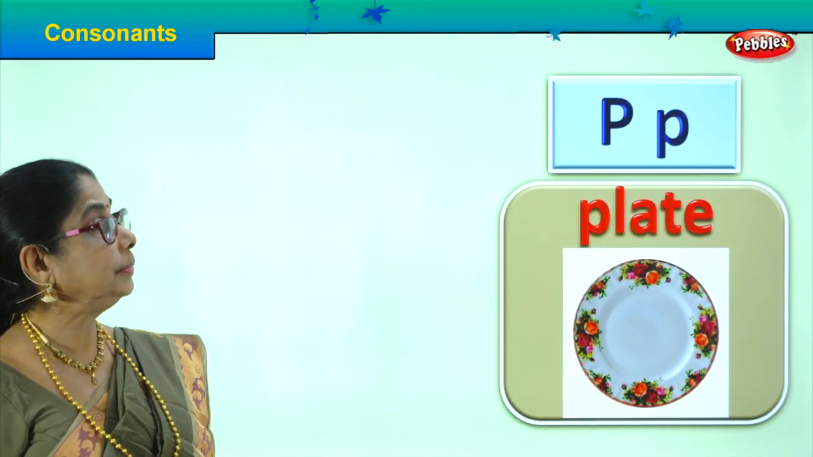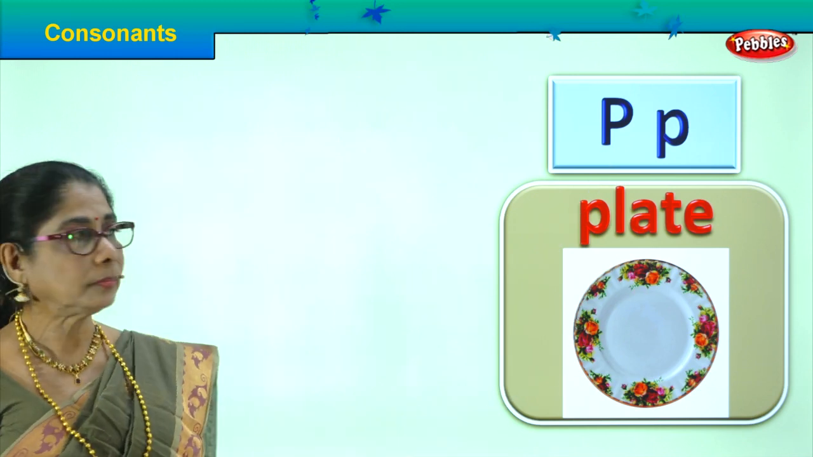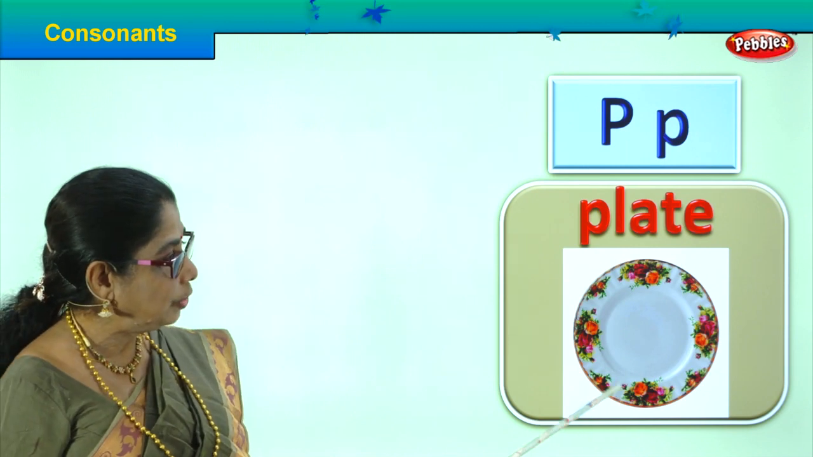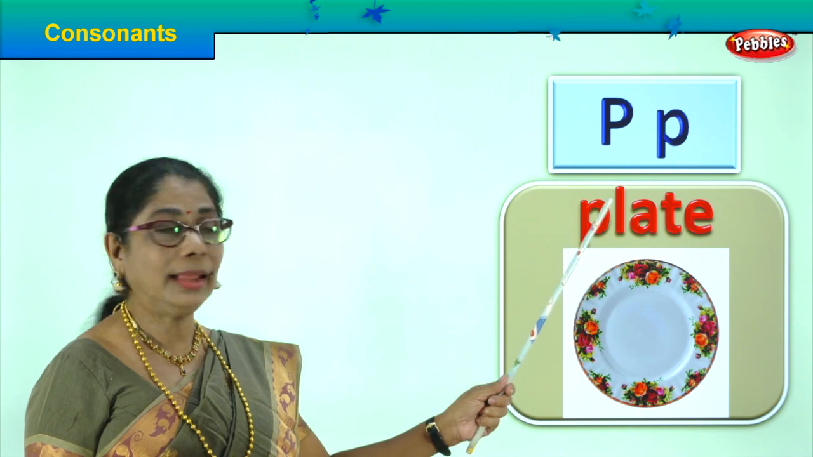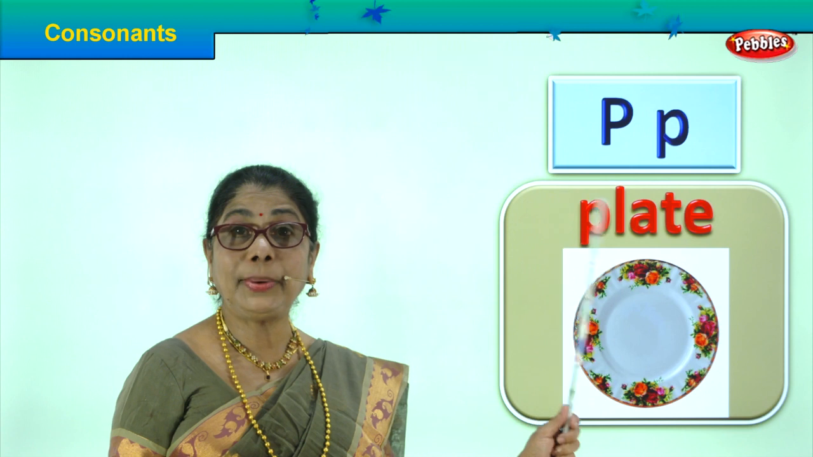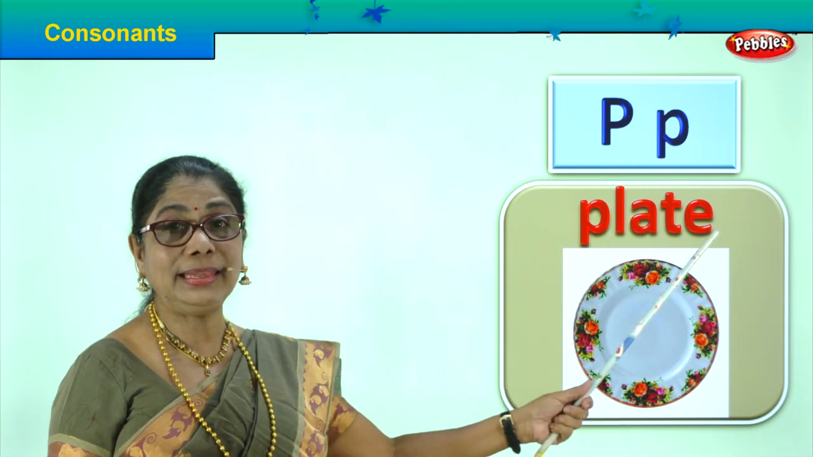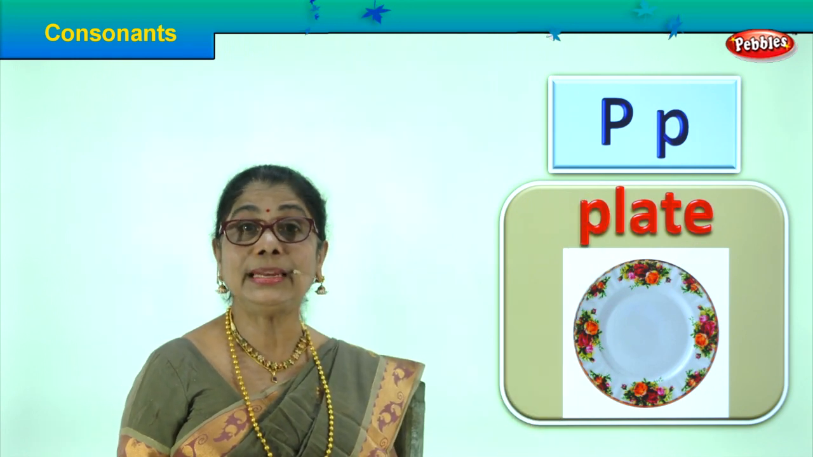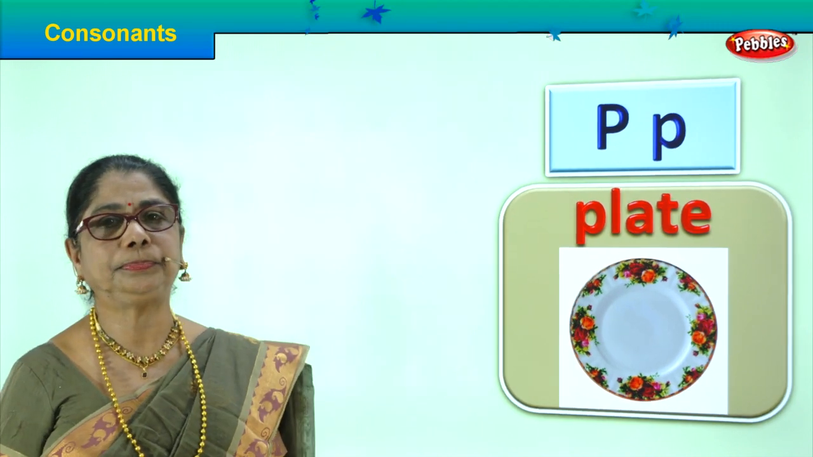Let's take another word. See what we have. Plate. What do you do with the plate? You eat in the plate, isn't it? Colorful, flowery plate. Lovely. Plate. Spell plate. Plate. The word plate begins with the consonant P. Good.